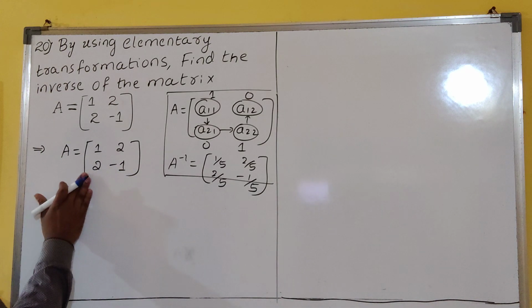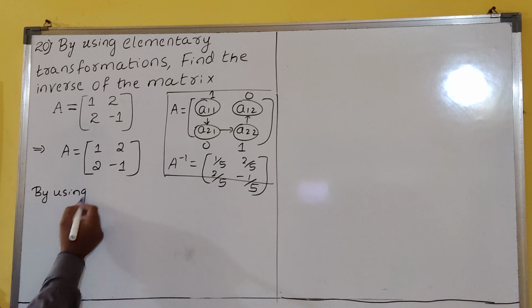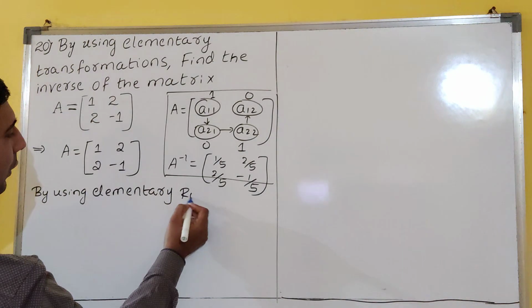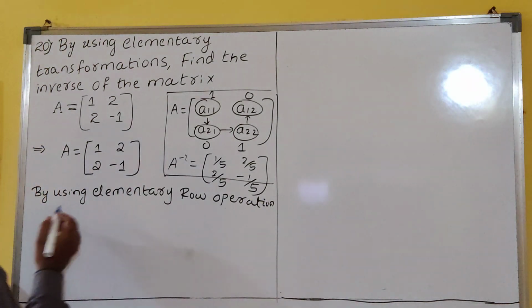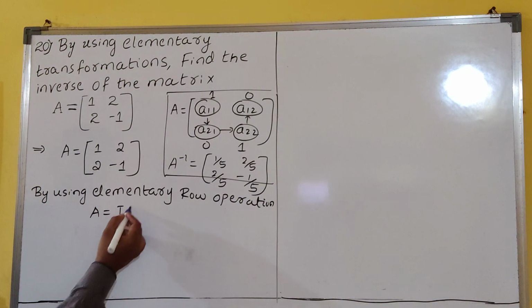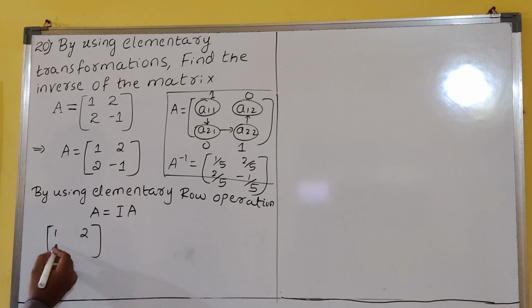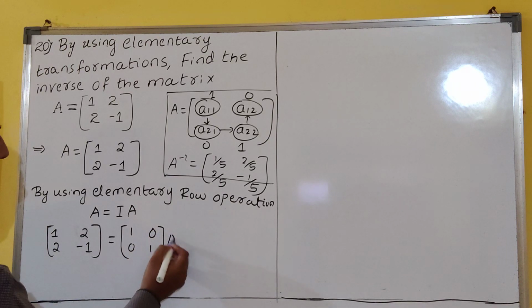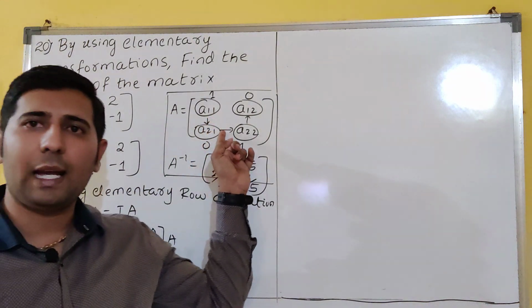Clear? Now see, try to understand here. By using elementary row operation, how will we write it? A is equal to I into A. What is A, dear students? A is [1 2; 2 -1], equal to I, which is [1 0; 0 1], into A. Clear? So now, according to the shortcut, I have to move on.